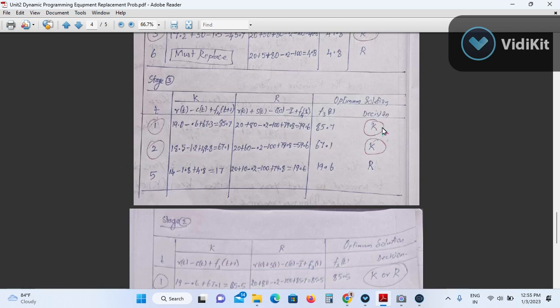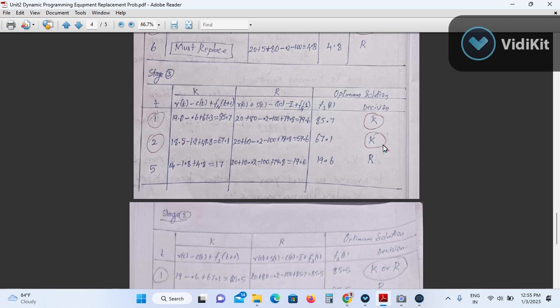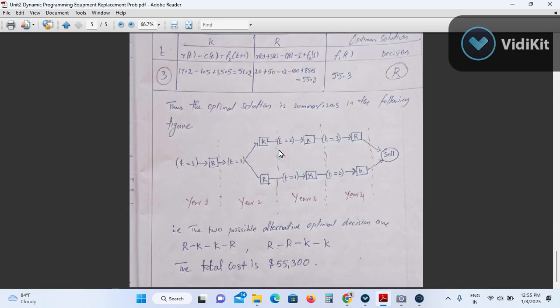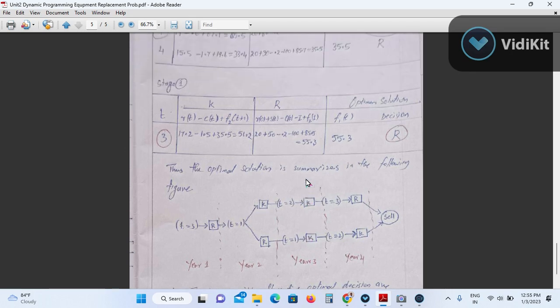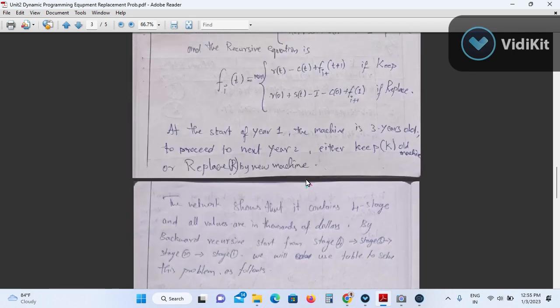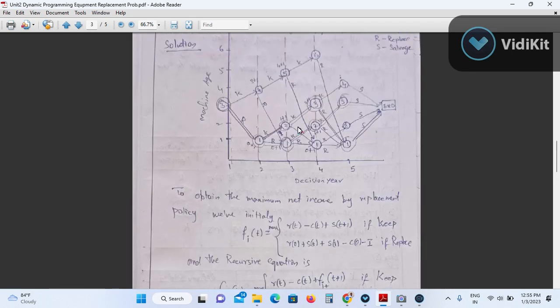So therefore, the decision is either K or R, right? Similarly, in this case, 33.4, here 35.5. So here this is the optimal 35.5. In other words, you are going to replace that machine. Now again, based on this year 2, we are moving for year 1. So year 1, naturally it consists of 3 years old machine, right? Maybe you can observe from the figure itself.